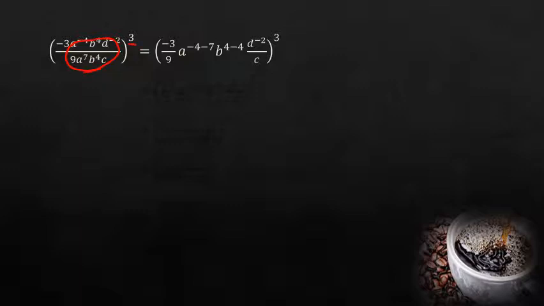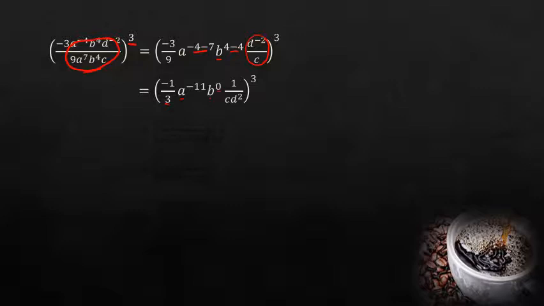So what we will get is negative 3 over 9, a to the power negative 4 minus 7, b to the power 4 minus 4. Now d and c don't have partners, so we just rewrite them. So we just have d to the power negative 2 over c. So negative 3 over 9 can be simplified as negative 1/3. So a will now have the exponent, while b will have exponent 0.